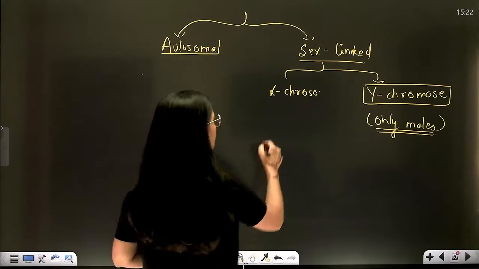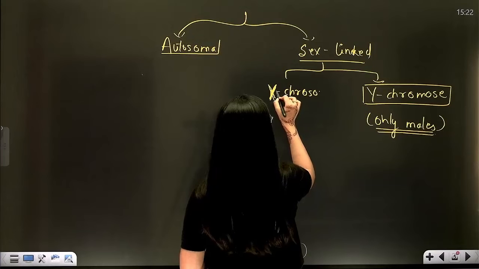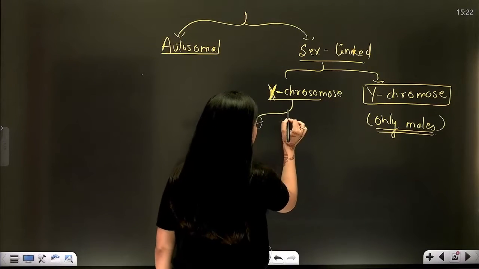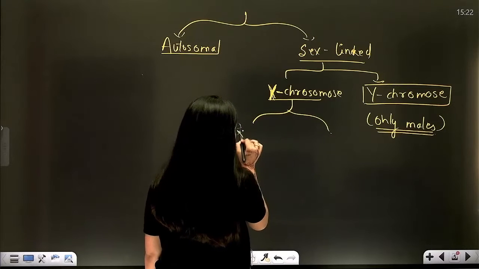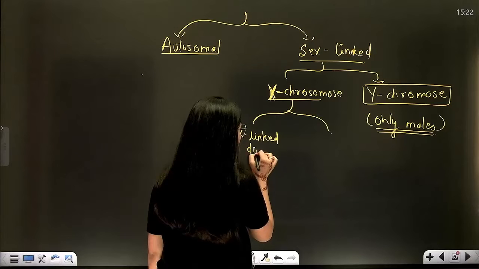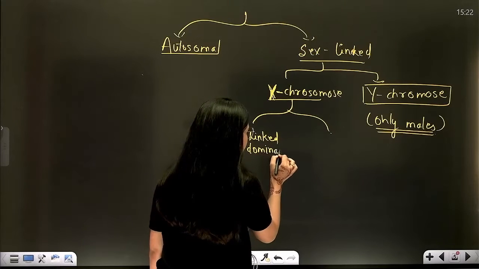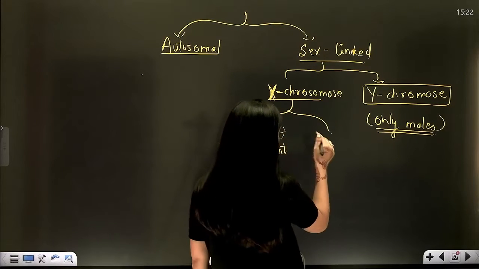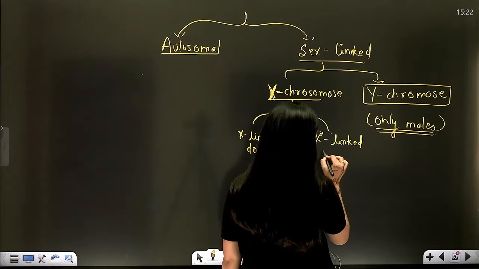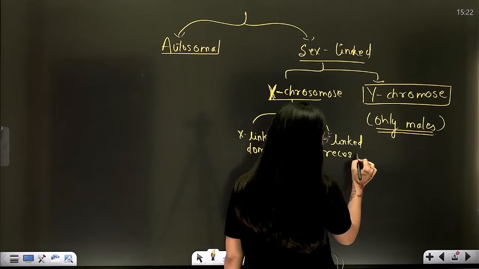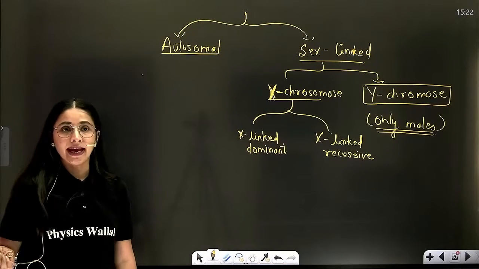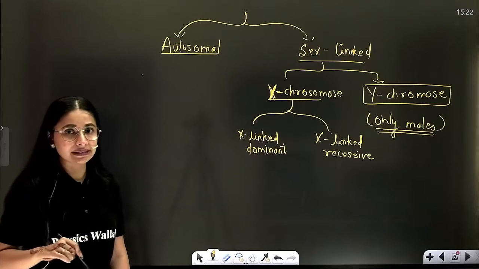Now we are going to talk about X chromosome sex linked, which can again be of two types. X linked dominant, that means when the gene is present in a dominant state, then it will be able to cause the disease, or X-linked recessive, that means when the gene is present in its recessive state on the X chromosome, then only it will be able to cause the disease.